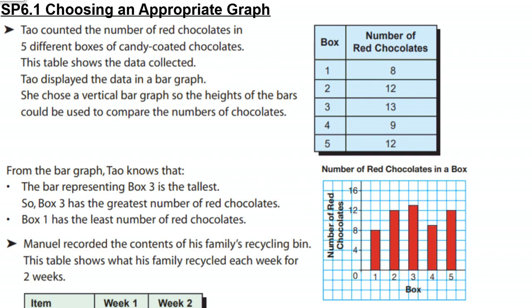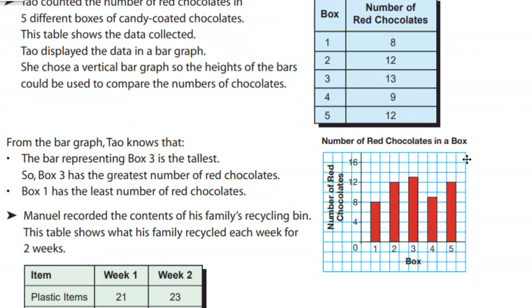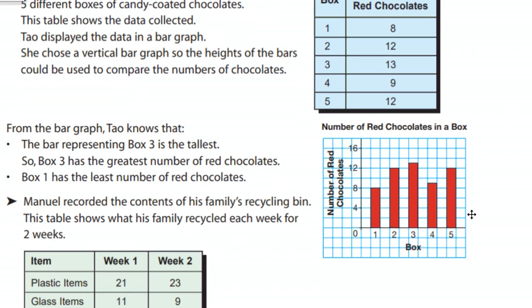So Tao counted the number of red chocolates in 5 different boxes of candy-coated chocolates. This table shows the data collected. In the first box, there were 8, in the second box 12, third box 13, fourth box there were 9, and fifth box there were 12. Tao displayed the data in a bar graph. She chose a vertical bar graph so the heights of the bars could be used to compare the numbers of chocolates. So here's her graph.